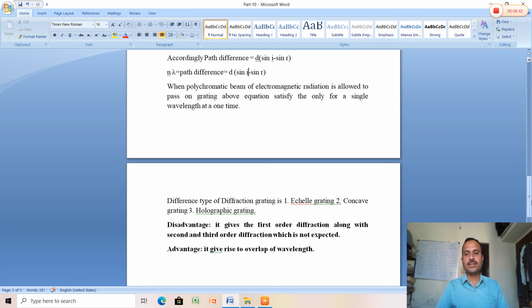This is all about the diffraction grating: the principle, the working, how it is obtained from the master grating, the equation on which it relies, and the advantage and disadvantage of diffraction grating.